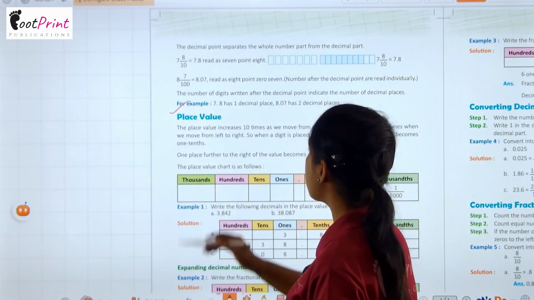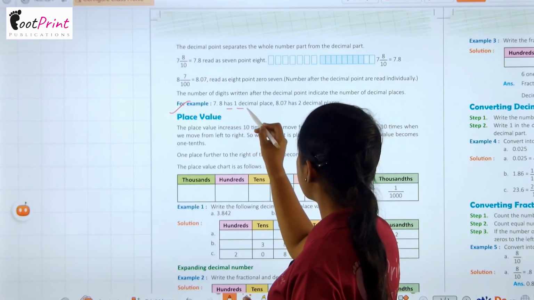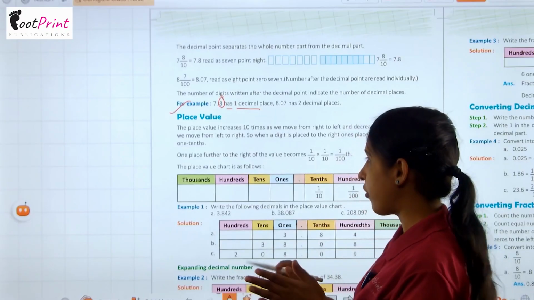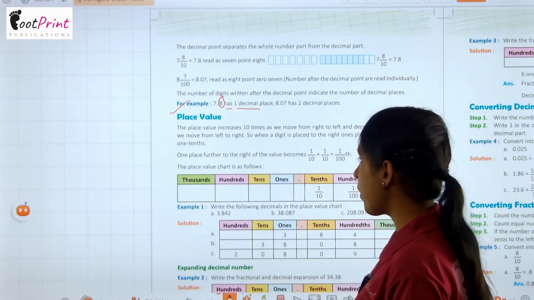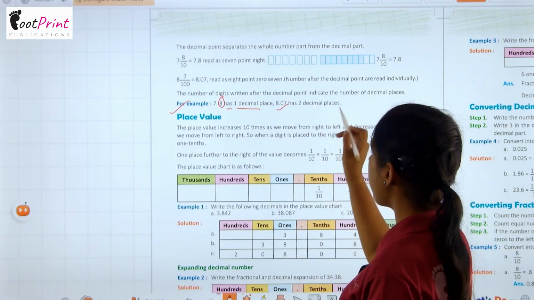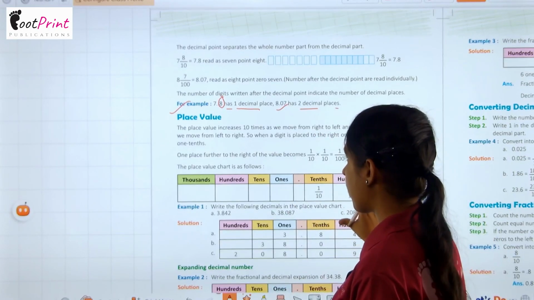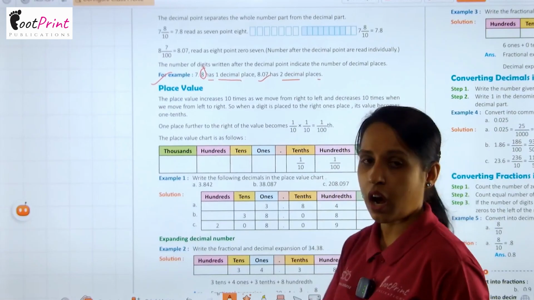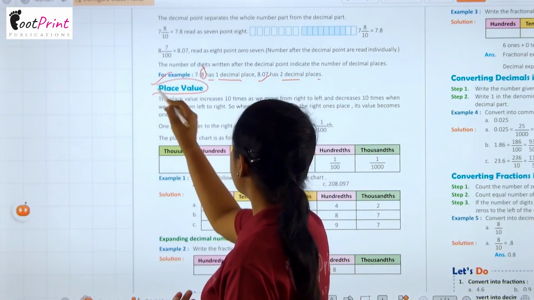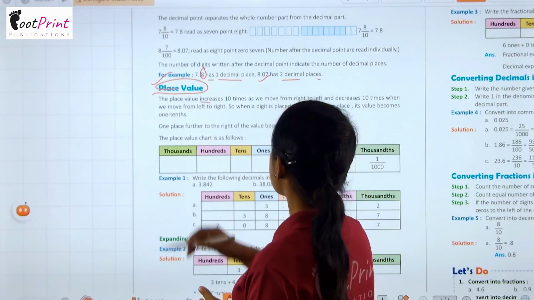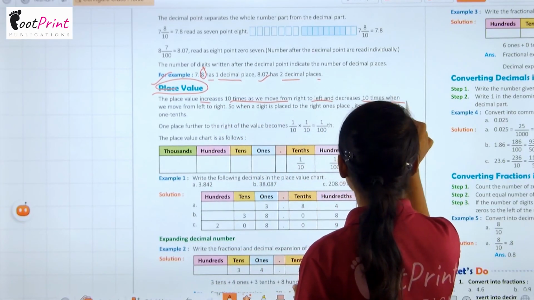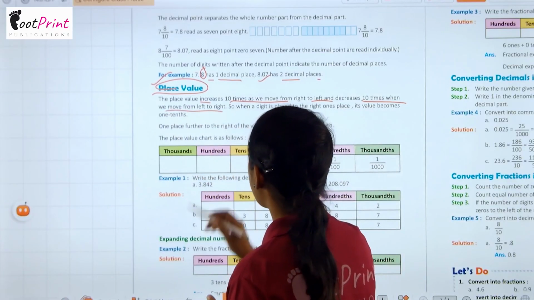Next, for example, 7.8 has 1 decimal place. So here we have only 1 decimal place after the decimal, or we can say after the point. And this one, 8.07, here we have 2 decimal places. Okay, now we will learn how to find out the place value of decimal numbers. So the place value increases 10 times as we move from right to left and decreases 10 times when we move from left to right.